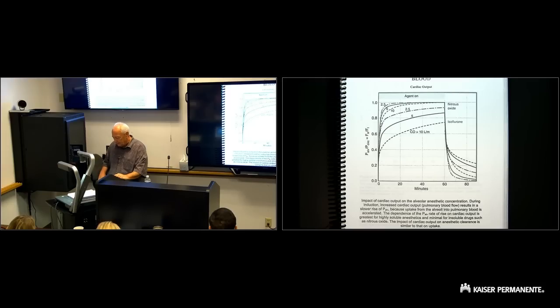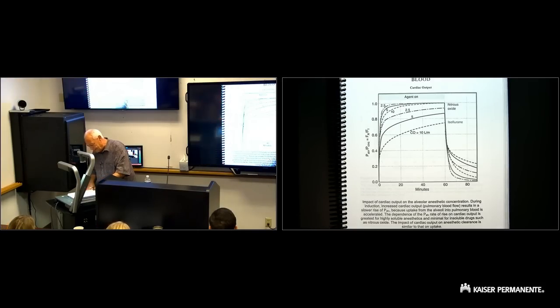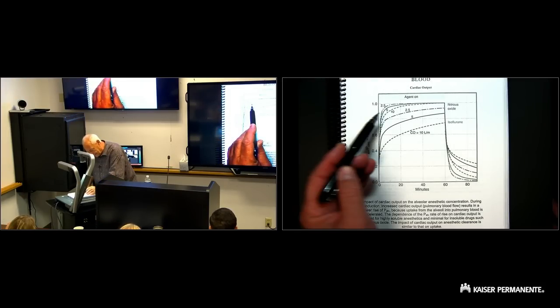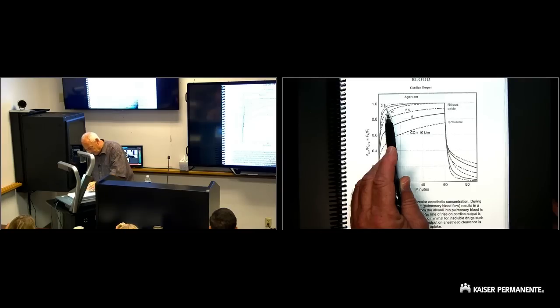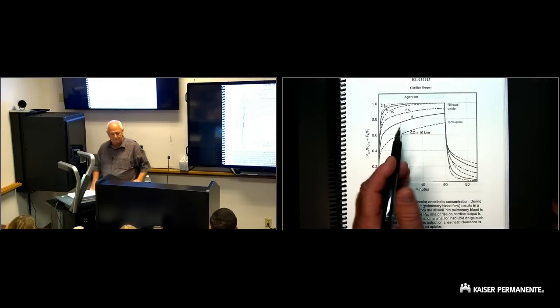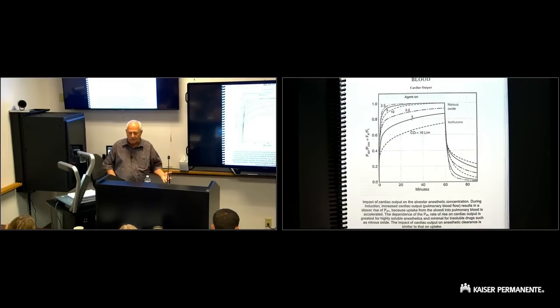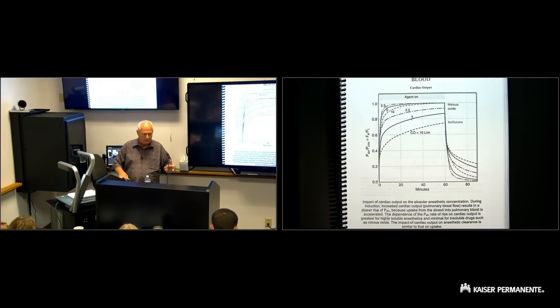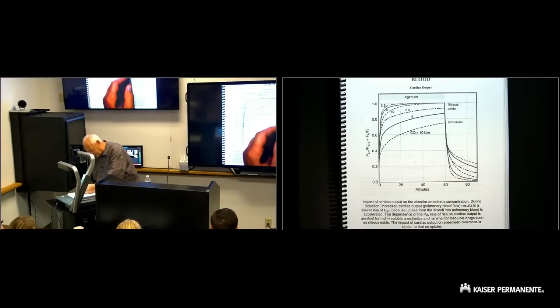This is the amount FA over FI over time at different cardiac outputs. So they're saying here's a cardiac output of 2.5 liters per minute, 5, 10 for nitrous oxide. This is isoflurane, 2.5, 5, and 10. So they're showing you two different agents. One very rapid, one slower. All right, let's start with the slower one. These three lines are isoflurane.